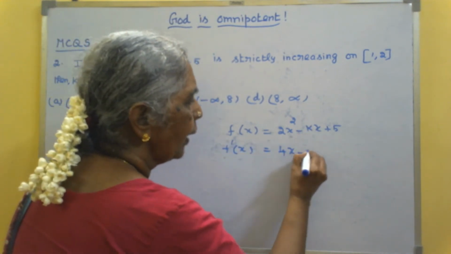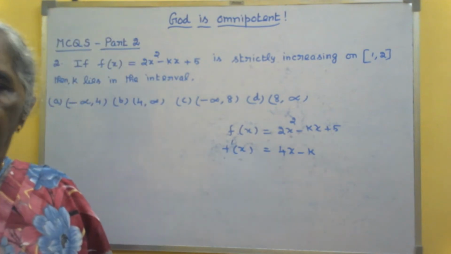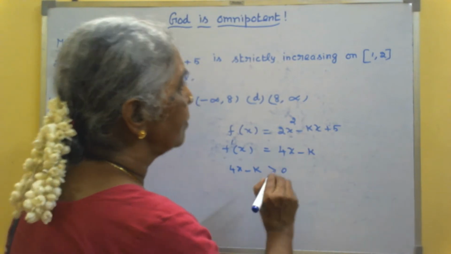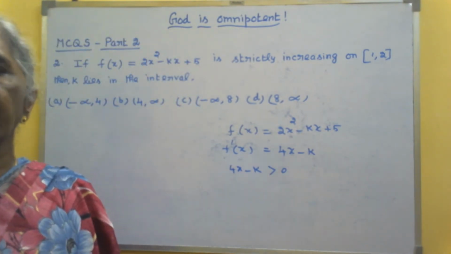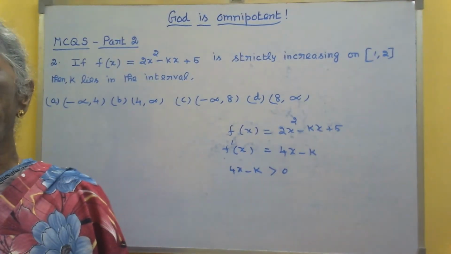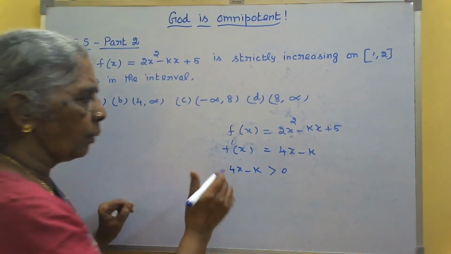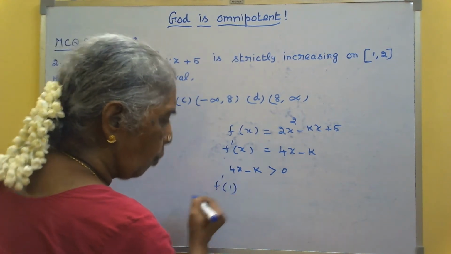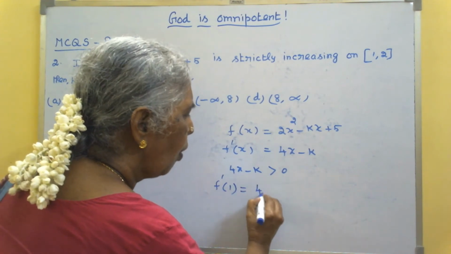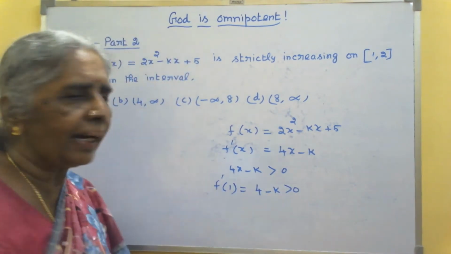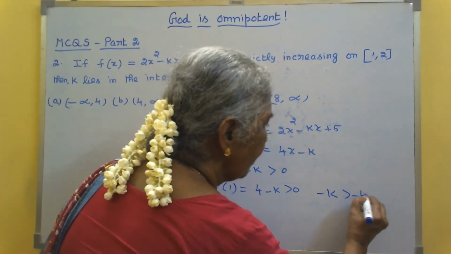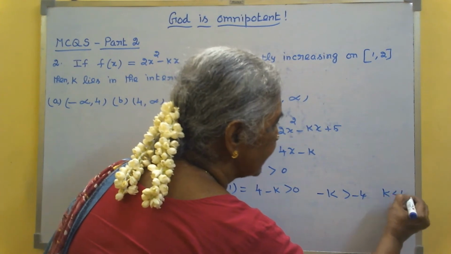We will get 4x minus k, right? Now this 4x minus k should be greater than 0 because it is a strictly increasing function. But here, there is some interval given, 1 to 2. So now let us find it out. That is f dash of 1. I take x as 1. Now that will become 4 minus k. That should be greater than 0. That implies minus k greater than minus 4, or k should be less than 4, right?